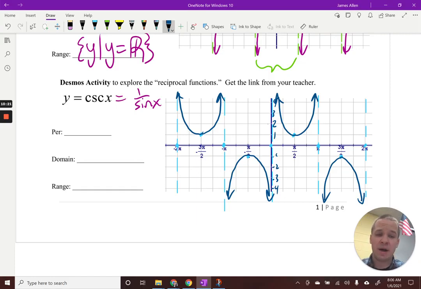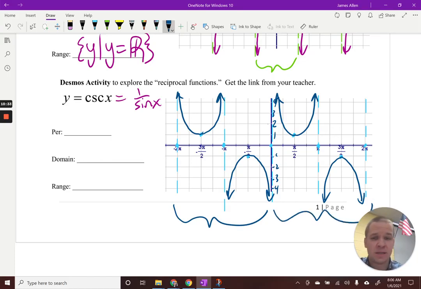Now, let's start talking about the period, okay? Well, for our period, how often does it repeat itself? We can see it making a cycle here, right? So it has the same period, in fact, as our sine function, which is 2 pi. That's how often it repeats itself.